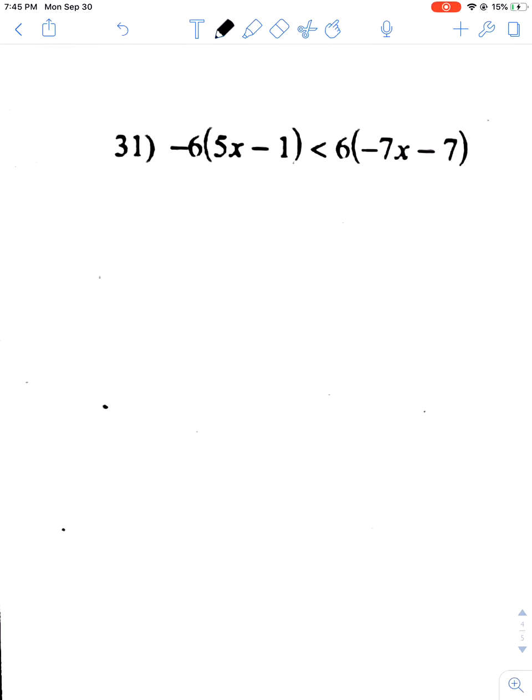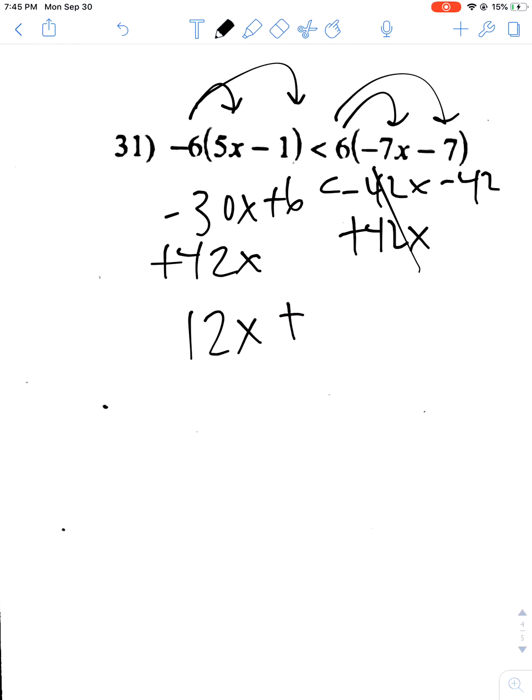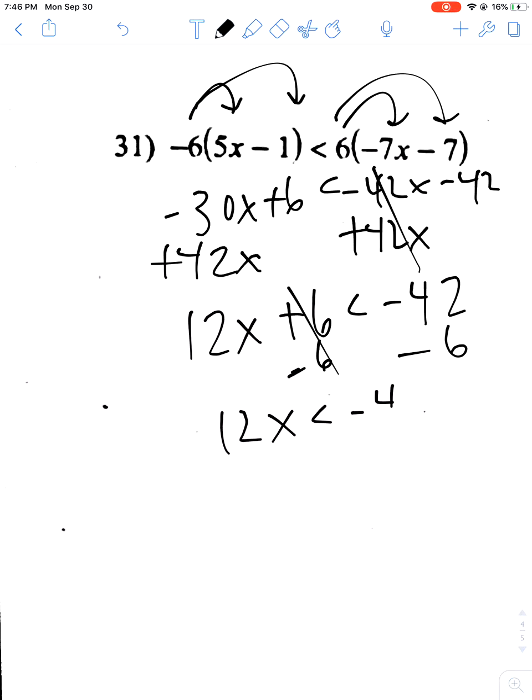All right. Fun one. Big numbers. Negative 30x, positive 6 is less than negative 42x, negative 42. Get your variables together. So that's 12x plus 6. Now I know I'm doing some of the numbers quickly, but you'll have a calculator. No need to worry about how I'm doing them so quickly. Now I need a minus 6. Minus 6. 12x is less than negative 48.